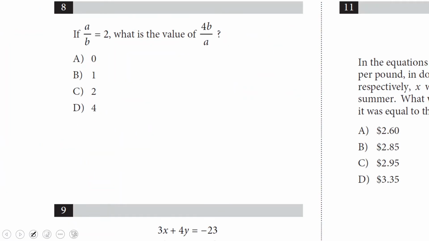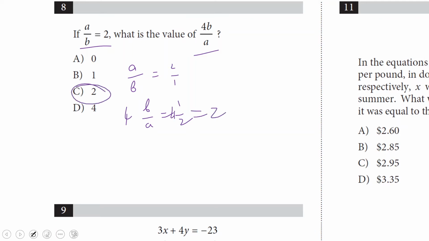Next, if a over b is equal to 2, what is the value of 4b over a? Okay, so we don't need to solve for a or b. So let's just flip it. So a over b is equal to 2 over 1. Let's just flip it. So b over a is equal to 1/2. Therefore, 4b over a is 4 times 1/2. So it's just 2. So it's C.